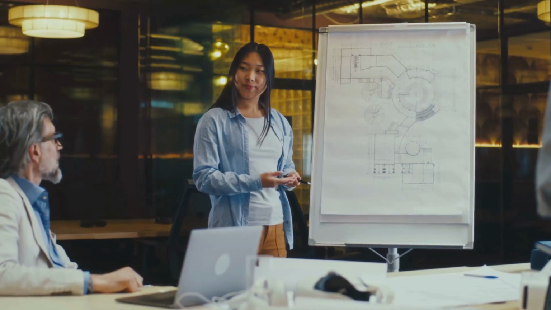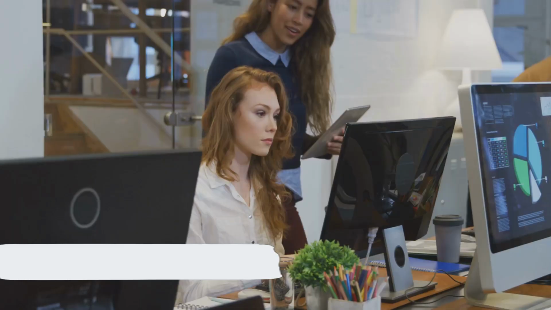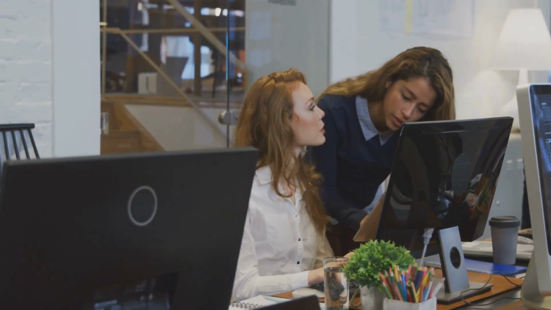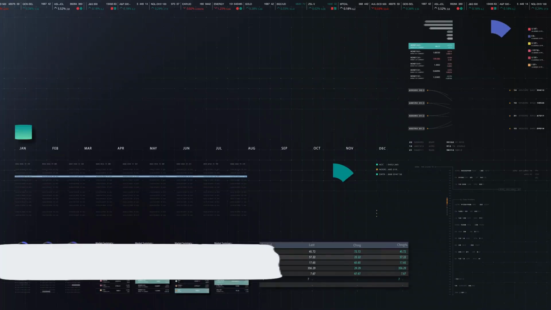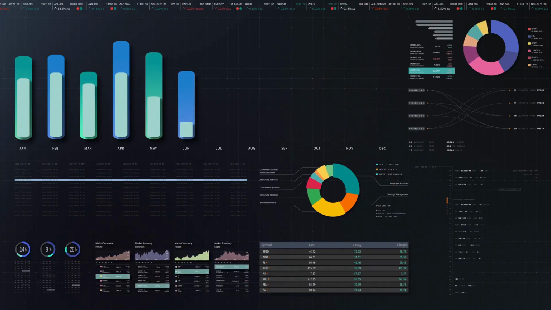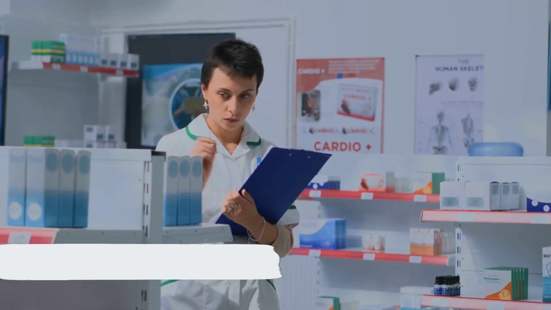Now, let's dive into the anatomy of a value stream map. A typical map includes these elements. Process boxes, each representing a major step like machining, testing, or shipping. Arrows, showing how materials or information flow from one step to the next. Data boxes, below each process, showing metrics like cycle time, uptime, setup time, or number of operators.